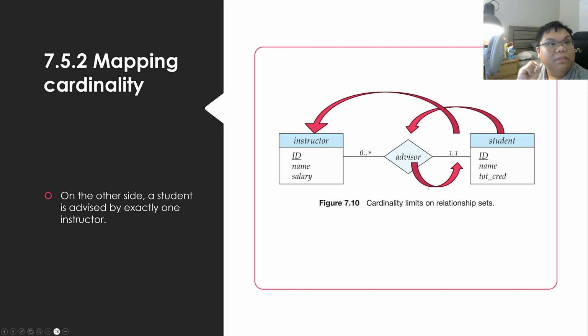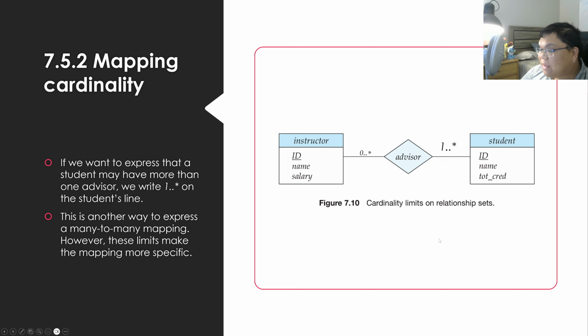Hey wait, what if... We already talked about how this could be a many-to-many. This could be many-to-many. And you're right. If you want to represent this as a many-to-many, we can replace the label here with 1..*, meaning a student can have more than 1 instructor for an advisor, but they need to have at least 1. So these labels, these cardinality limits, make our mapping more specific.